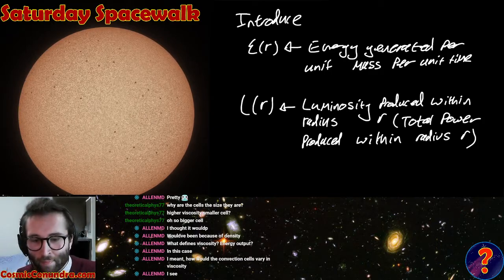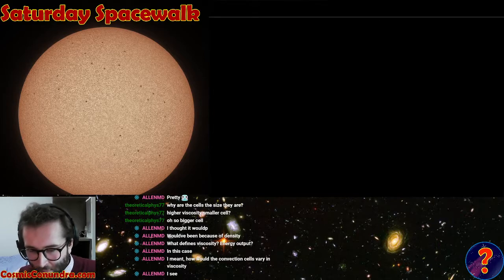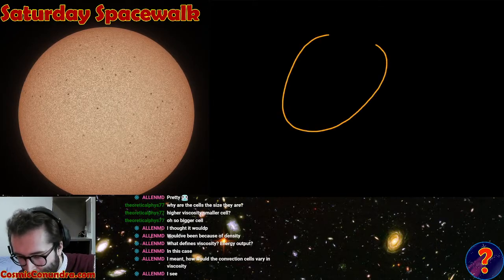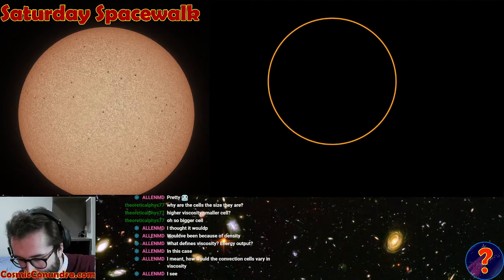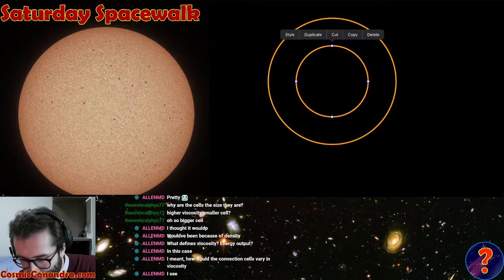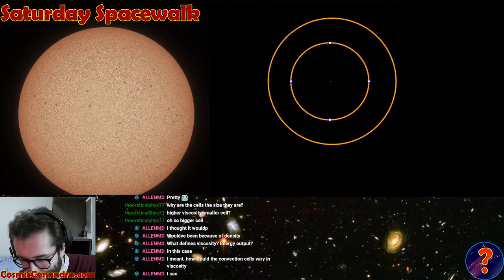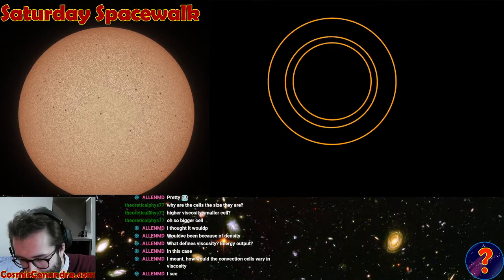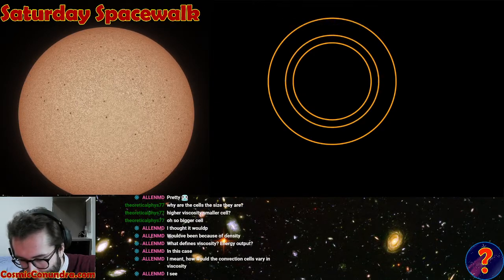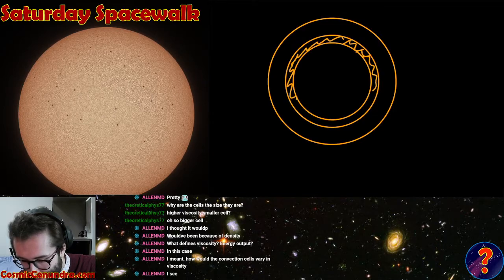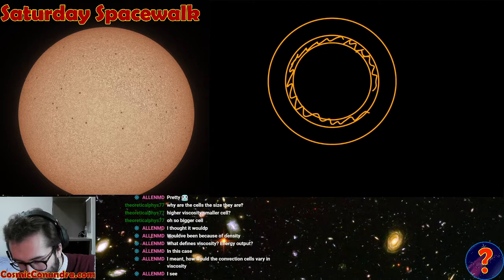Okay. All right. So again, let's draw the familiar diagram we have of the star with some shell of radius r and a thickness dr. Okay. So we have all this material here.